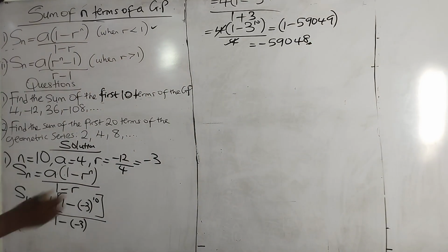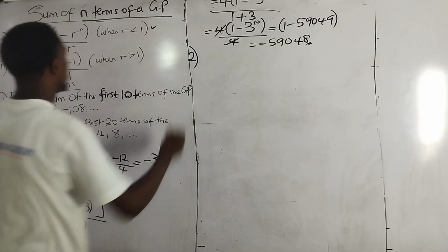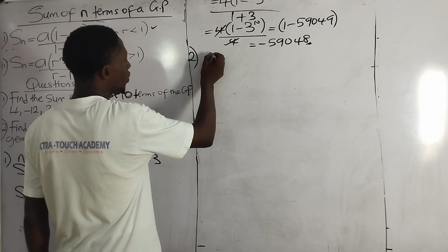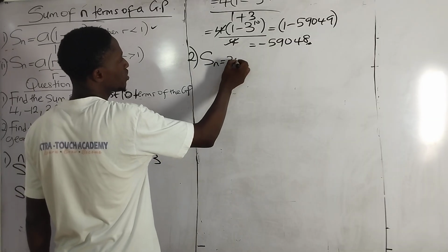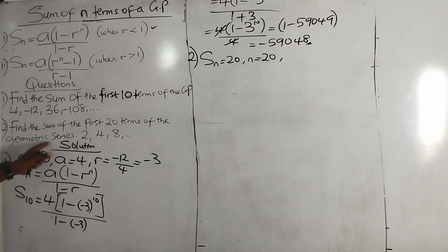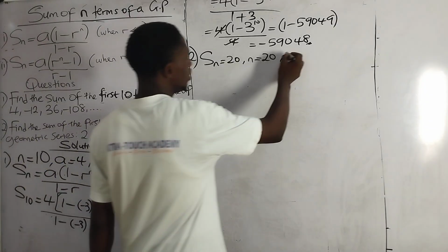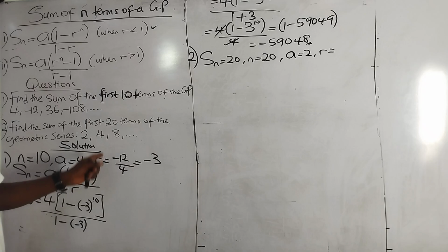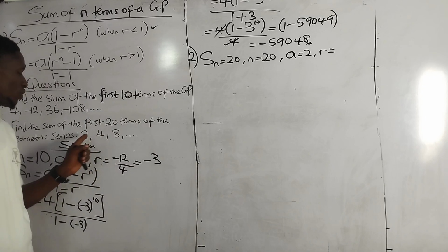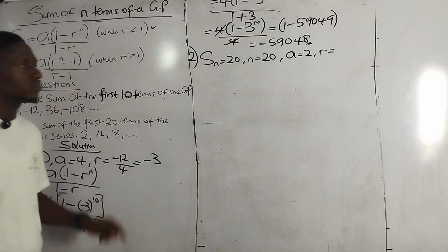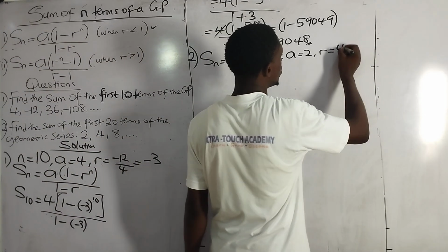Then we'll go to number 2. We have find the sum of the first 20 terms. So we are looking for the sum of the first 20 terms, which means that our n is 20. The first term here is 2. How do we get the common ratio? The common ratio is gotten by the second term over the first term, or the third term over the second term. So we have 4 divided by 2 is 2.